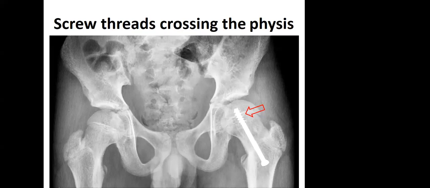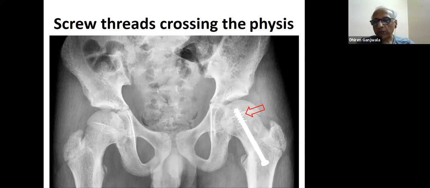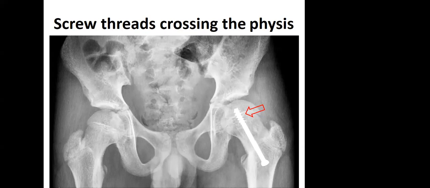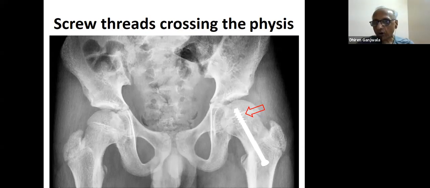We are just fixing it. The lag concept is not applied here. We just need a fixation. That's why a few threads should cross the physis, sir, to close the physis. Yes, exactly. We don't want to produce compression at the fracture site. Our aim is to keep the screw threads crossing the physis, so ultimately that will result in bar formation and the physis will fuse. So our aim is different over here than we have at a fracture. That's why this is okay. The threads are crossing the physis. Absolutely no problem with that.